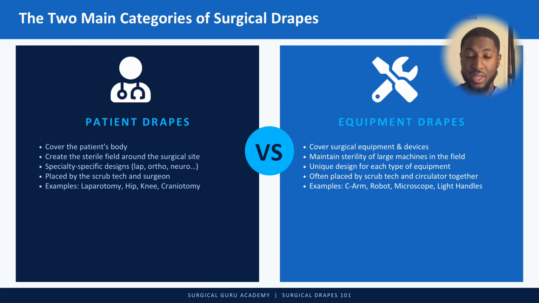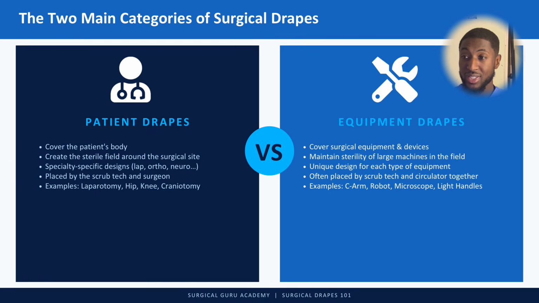And devices, another example would be like, I do Mako total knees. So you have the Mako drape to render the Mako robot sterile, and then you also have the drape for microscopes if you're doing spine cases or ENT cases. And if you're doing a vascular case, another device that you might use would be a Doppler. So we have these Doppler probe covers that cover the Doppler. That way you can use it on the sterile field. So the whole goal of this is to maintain sterility of large machines or devices in the field.